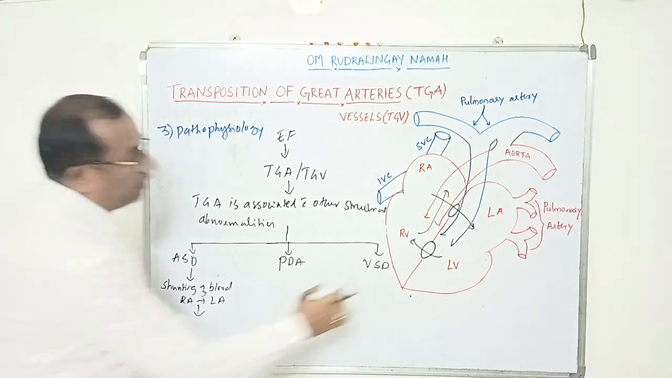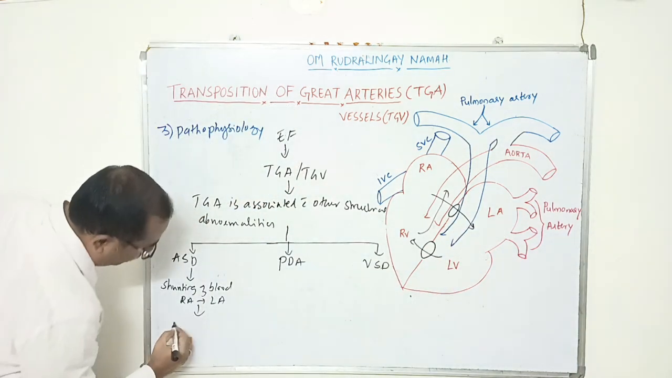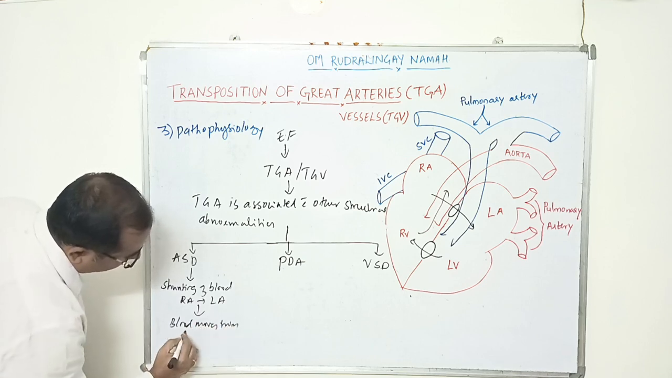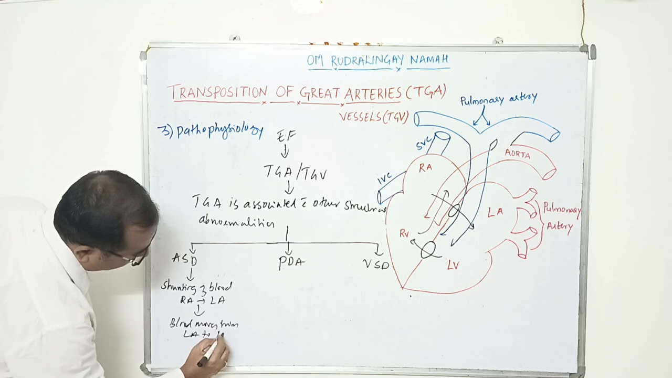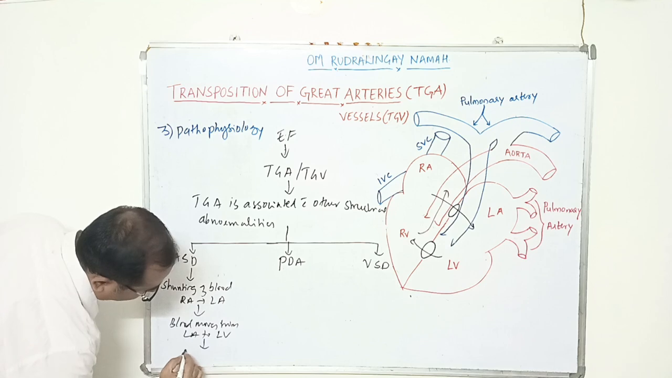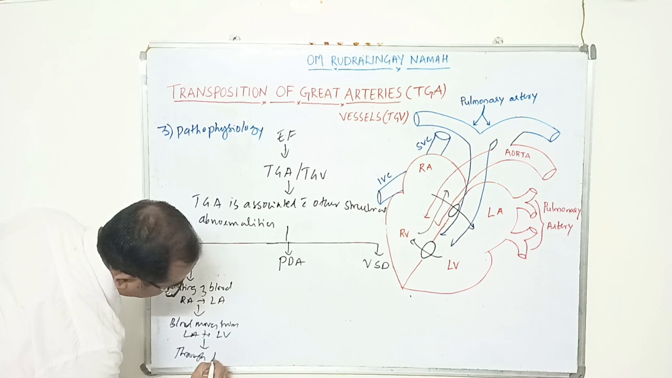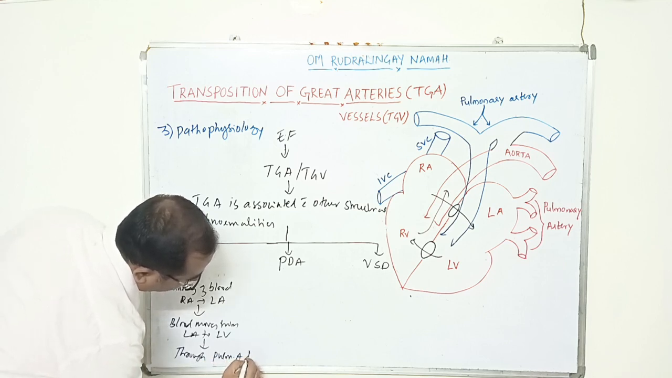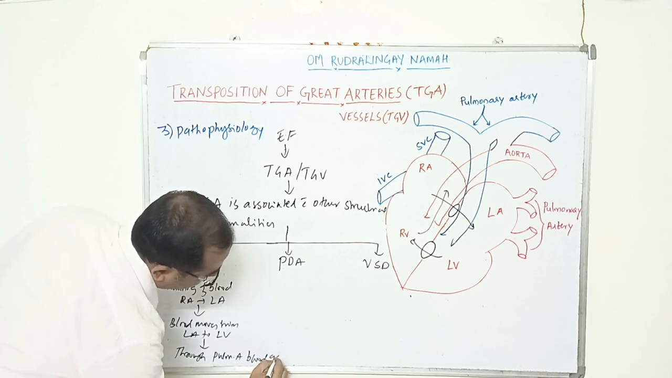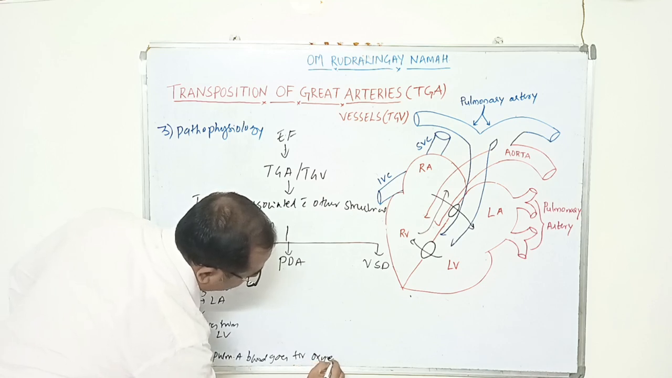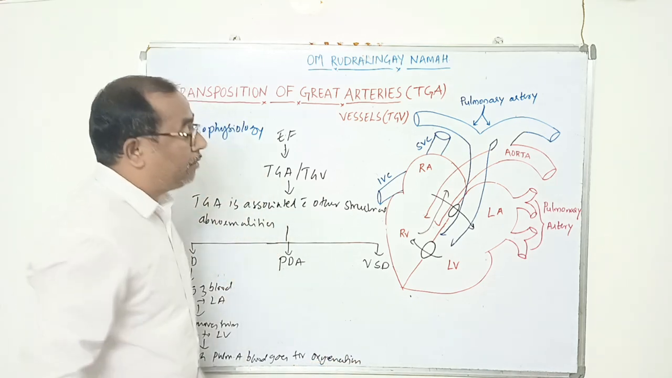So because of this, blood will move from left atrium to left ventricle, and then through the pulmonary artery, blood will go to the pulmonary circulation for oxygenation.